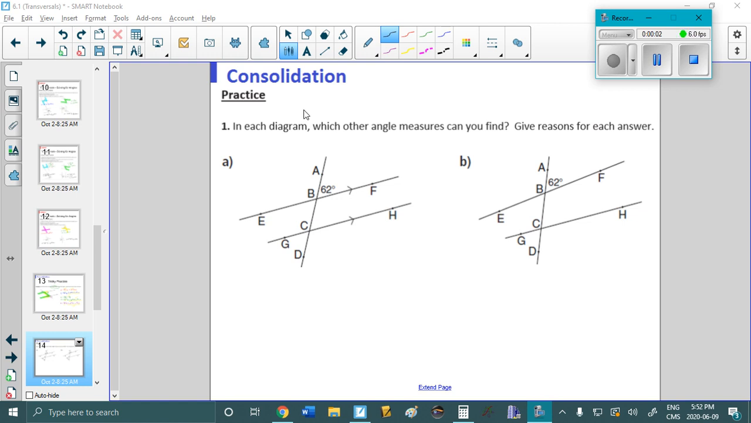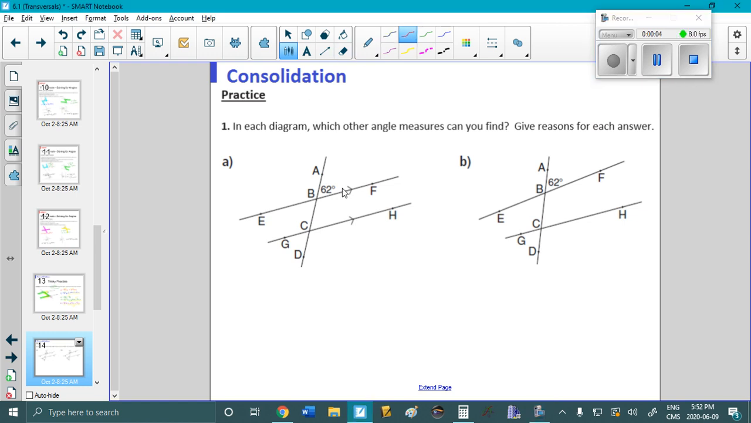Okay, here come the solutions. All right, so first of all, in this one here, what angle can we find? Well, we know that this is 62, right? Because these are opposite. And then we know this is 62 by Z pattern. This has got to be 62 because they're opposite.